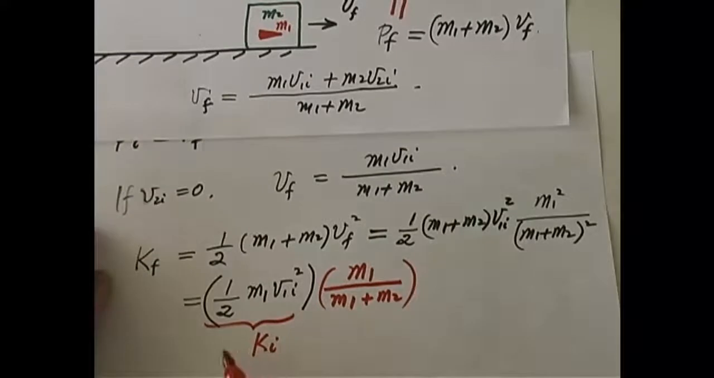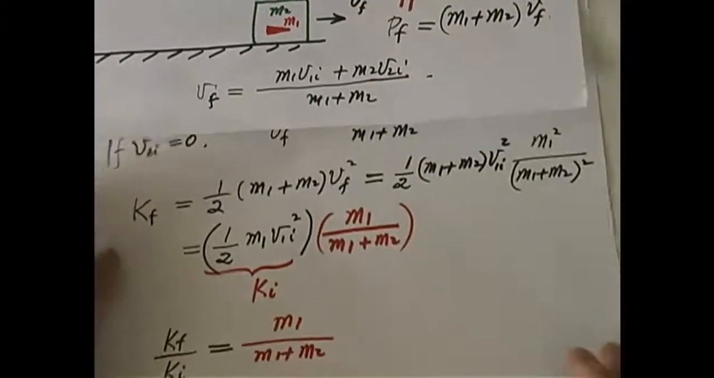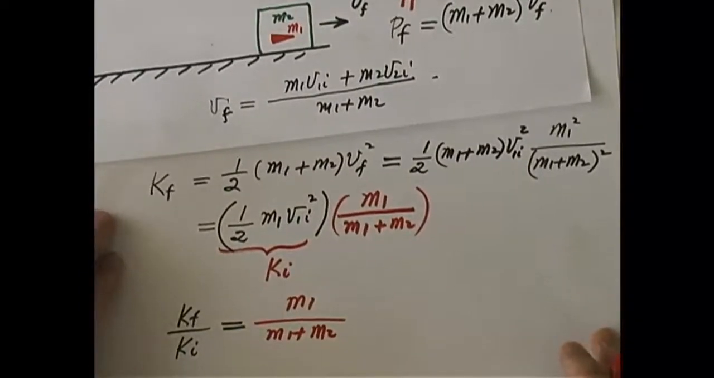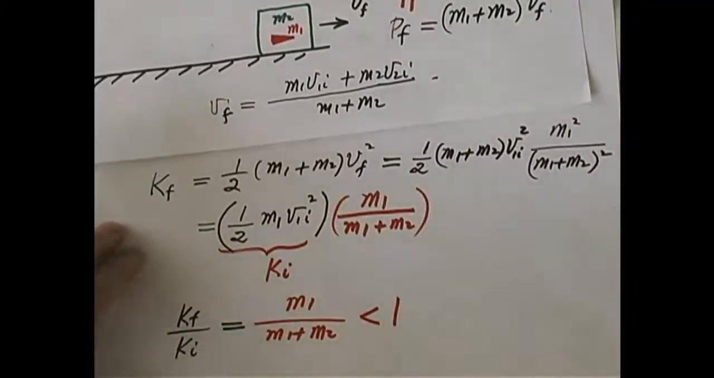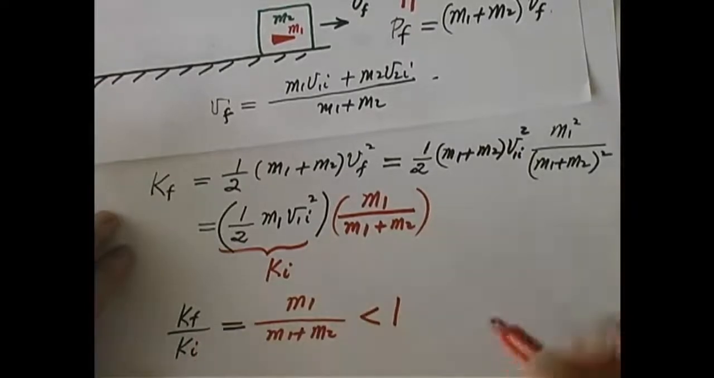As a matter of fact, let me move K initial to the other side. Then I have this ratio: K final over K initial equals M1 over M1 plus M2. Clearly, this is not equal to 1. In fact, it's less than 1, because the denominator is greater than the numerator, so K final is less than K initial.